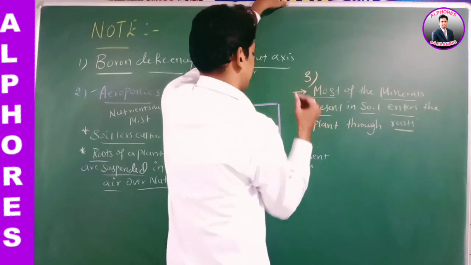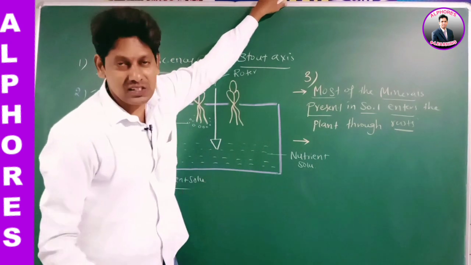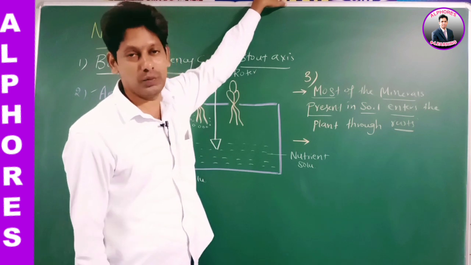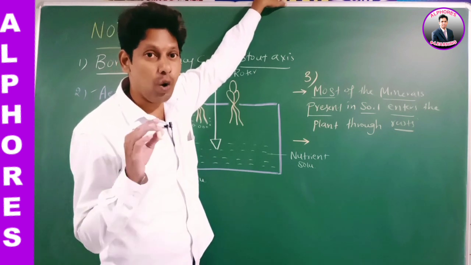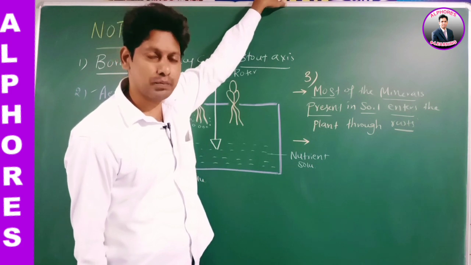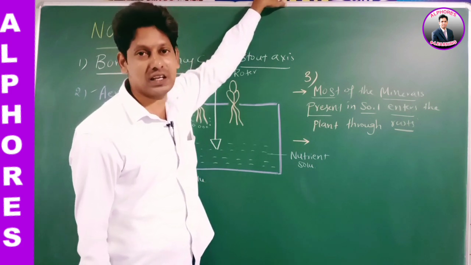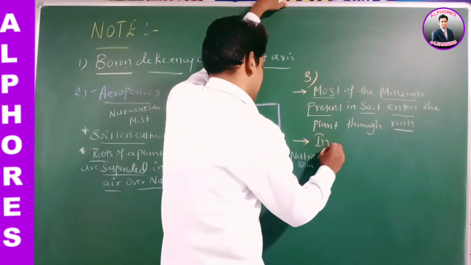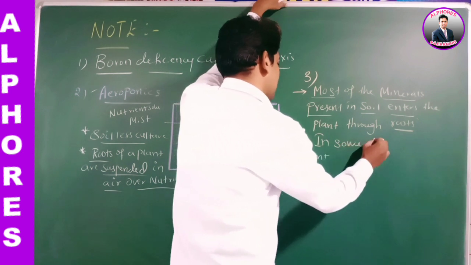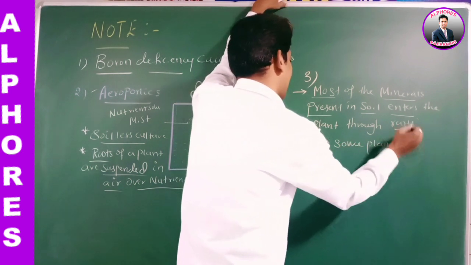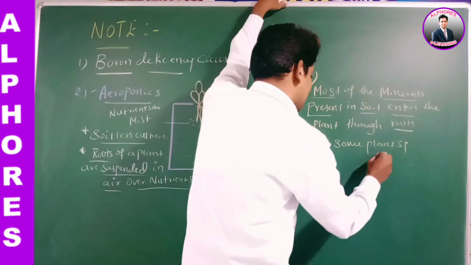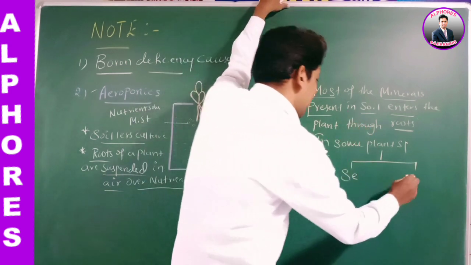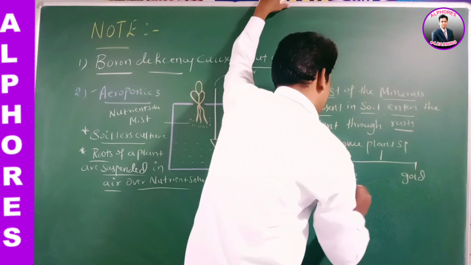Right. Now listen to this statement. Sir, in some plant species, selenium is accumulated, and in some plant species, gold is accumulated. In some what? Plant species. What gets accumulated, sir? In some plant species, selenium is accumulated and in some plant species, gold gets accumulated.